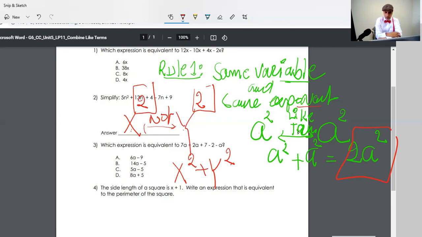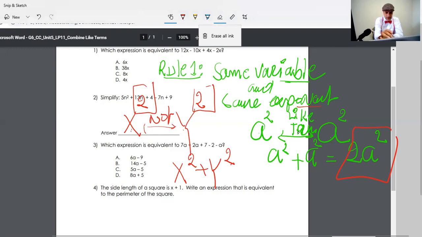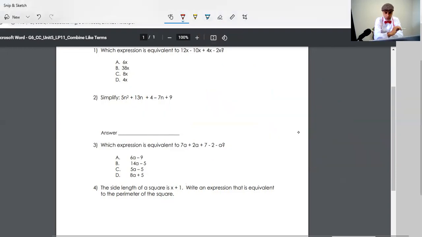So we understand rule one. It has to be the same letter, we call it variable, and the same exponent, the number on top. If there is no number on top, we know it as a 1. Okay, so that's rule one. Write that on your notes. It's so important. Let me tell you the second rule. Second rule is easy because you've been doing it all your life.